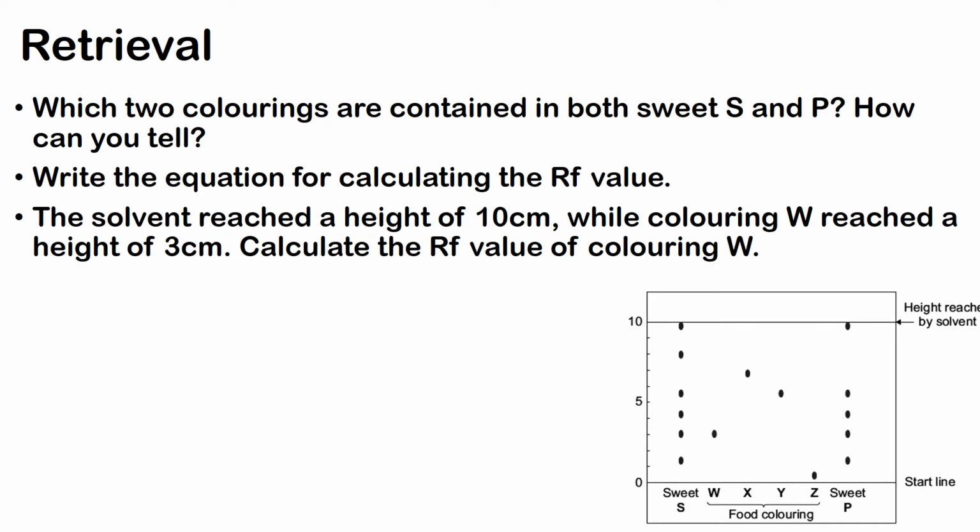Okay, so to begin with, let's warm our brains up again and try this retrieval task. You've got 3 questions here. Which 2 colorants are contained in both sweet S and sweet P? How can you tell? Write the equation for calculating the RF value. And the solvent reached a height of 10 centimeters while colorant W reached a height of 3 centimeters. Calculate the RF value for colorant W. And all of this is using the diagram in the bottom corner of your screen. So have a go at those, pause this, come back and we'll go through the answers.